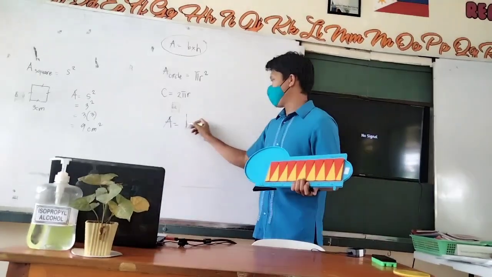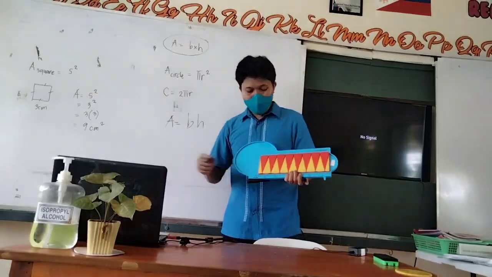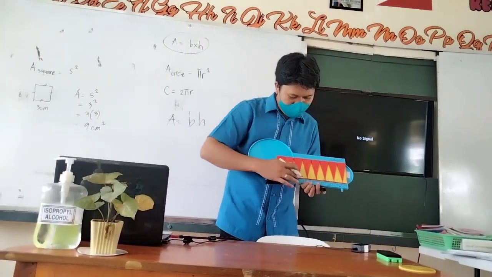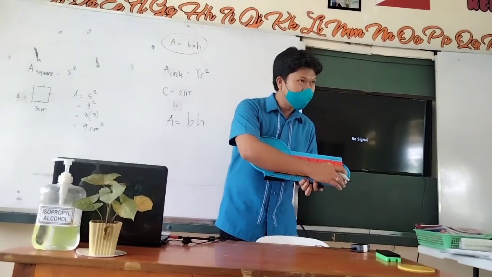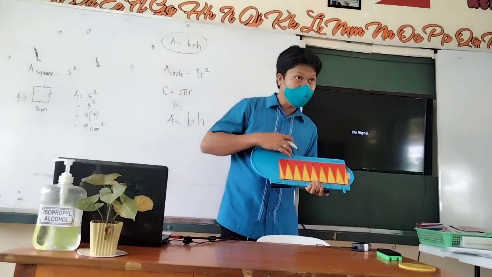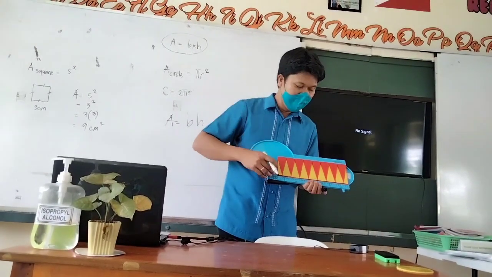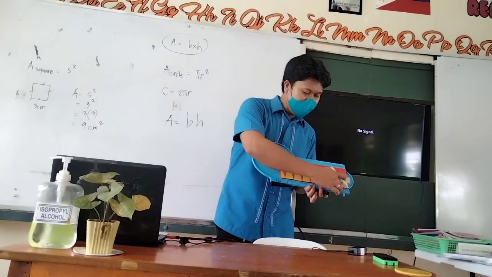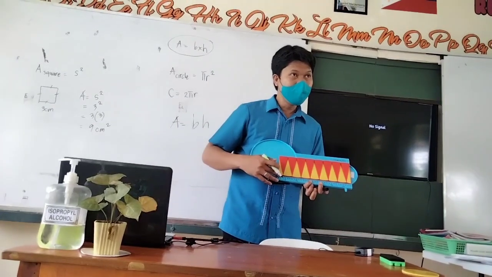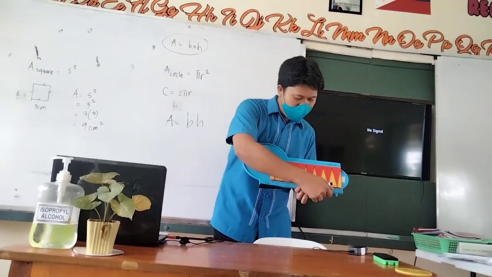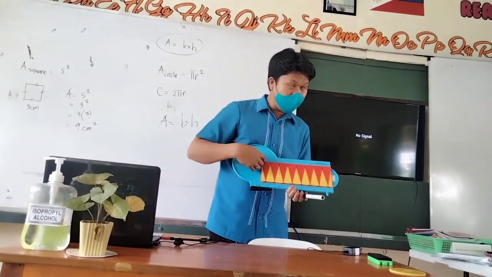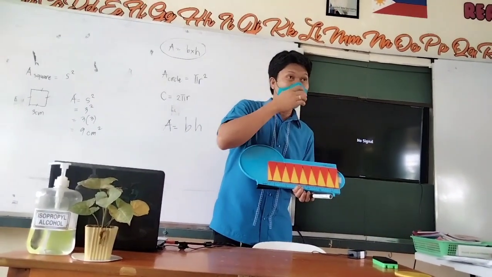The area of this is base times height. What is the base? The base of this is this one, and we are going to relate it to the circle before we divided it into sectors. This is the length of half of the circle, right? If we combine the two bases, base 1 and base 2, it will form a circle.